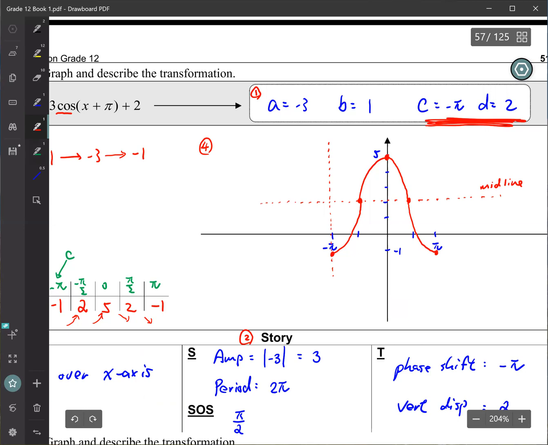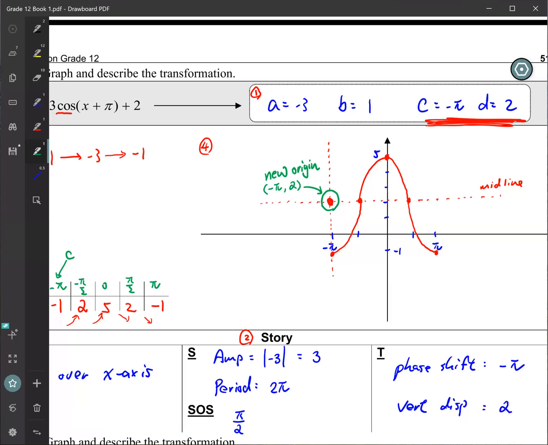However, the new origin should be where they cross each other. So this is the new origin. This concept is very important later when we try to find the function. So this is at negative pi over 2, which is our CD, the new origin.